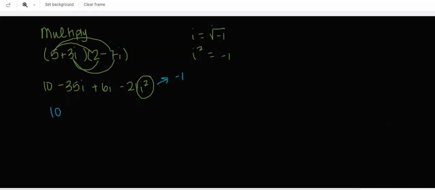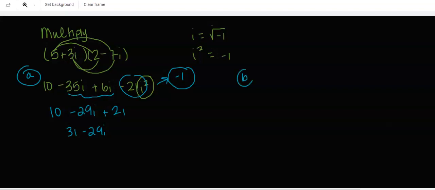So now I have 10. I'm going to go ahead and put these together. Minus 29i plus 21, because negative 21 multiplied by negative 1 changes the sign, and now it's positive. So 31 minus 29i, and that is in standard form. All right, so there's the first one.